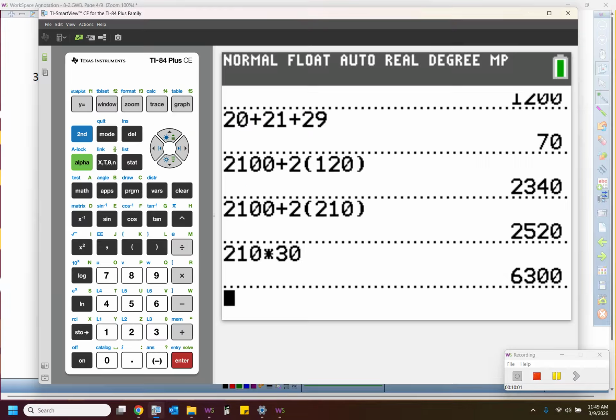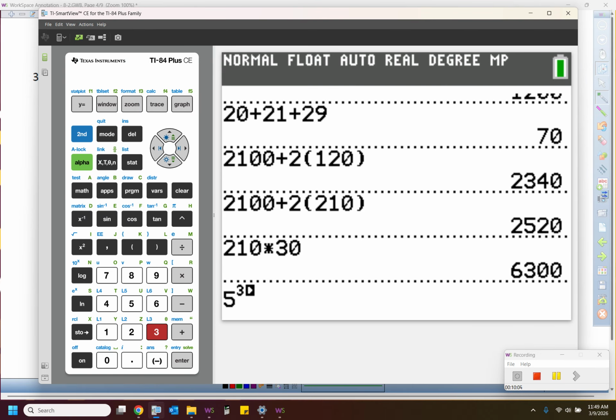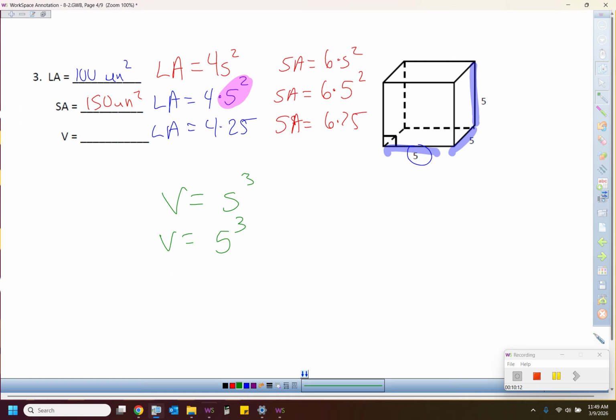And if you wanted to punch that in, there's the caret key, which is right above your division symbol, that raises it to a power. And to me, that's faster than doing 5 times 5 times 5, but either way works. I got 125 units cubed back for that. So pretty quick ones, just some special shapes.